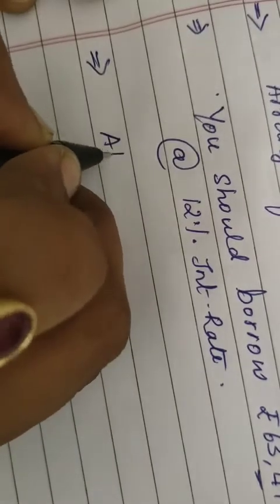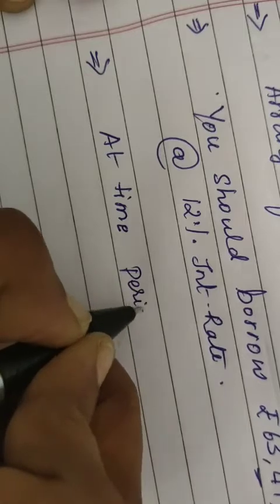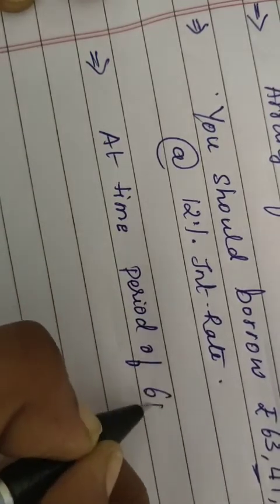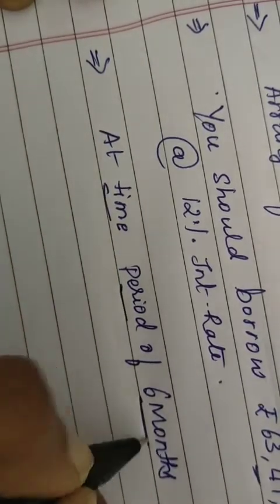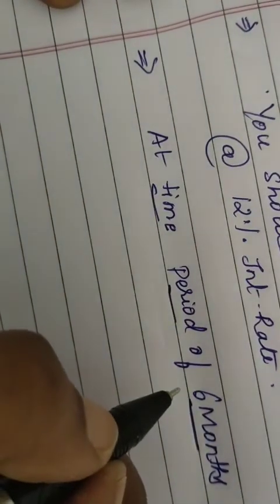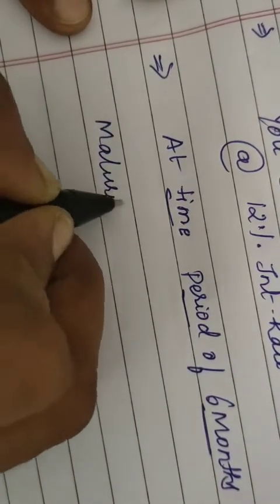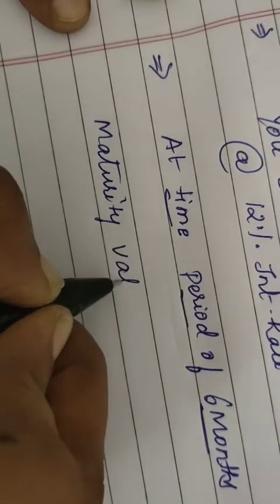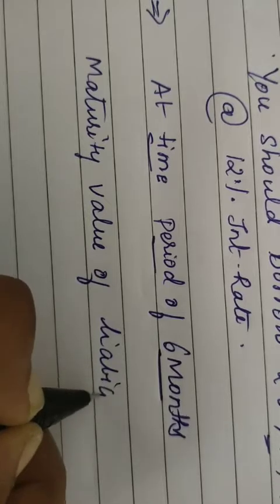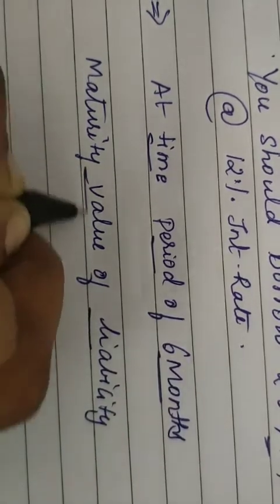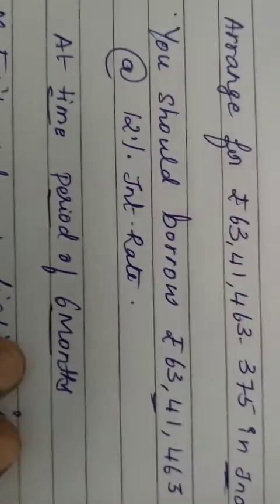Now, at a time period of 6 months, the maturity value of a liability. Maturity value of a liability is, see here what you get.